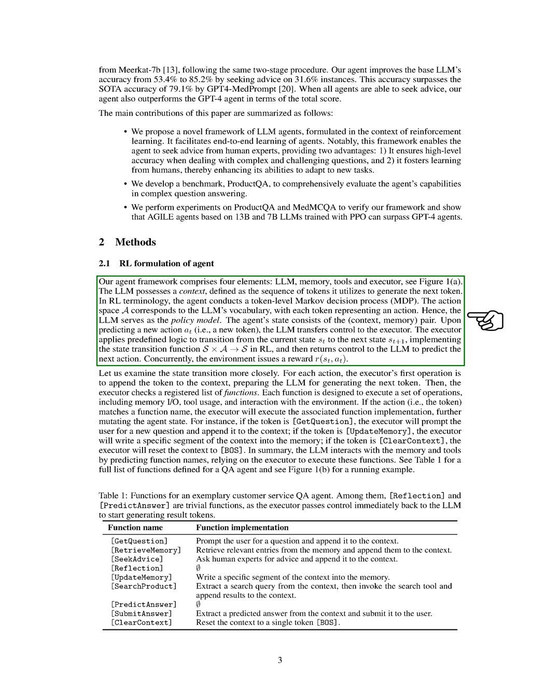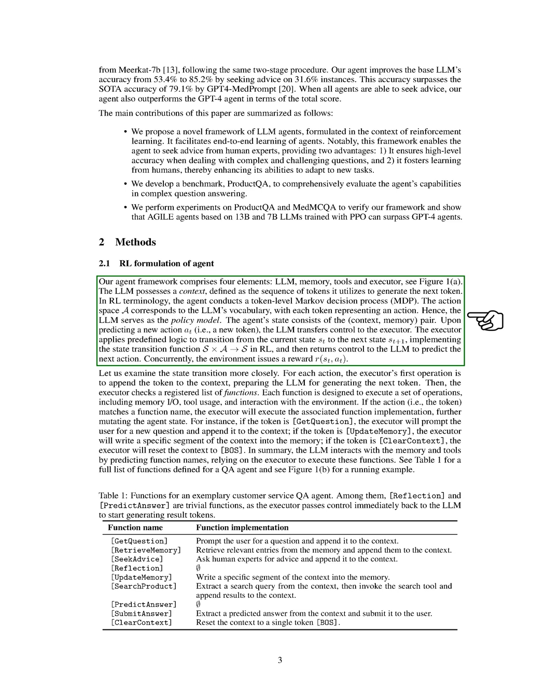The state transition process involves appending the predicted token to the context by the executor. The executor then checks a list of functions, each designed to perform specific operations like memory management, tool usage, and interaction with the environment. If the predicted action matches a function name, the executor executes the corresponding function, which further modifies the agent's state. For example, if the token is getQuestion, the executor prompts the user for a new question and adds it to the context.